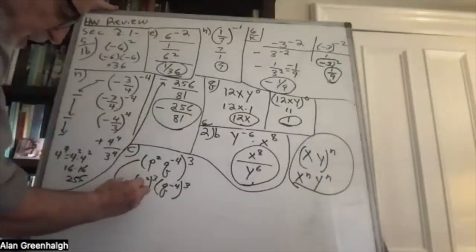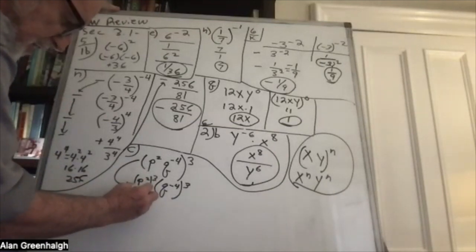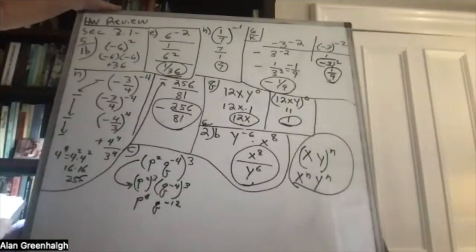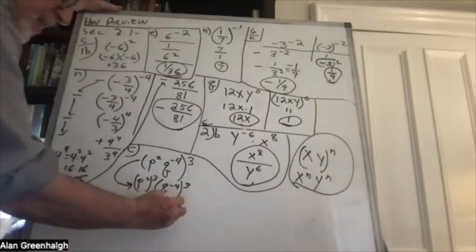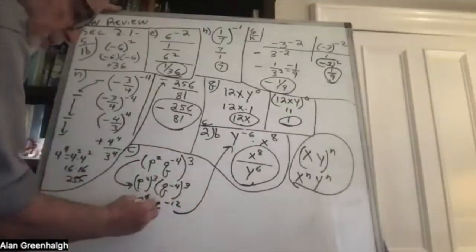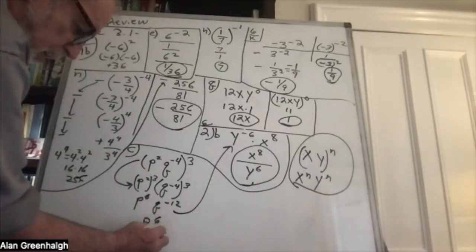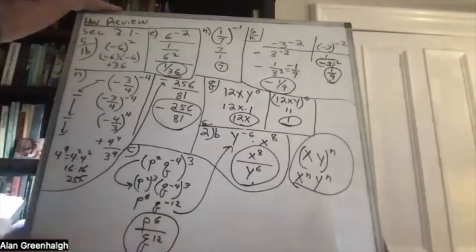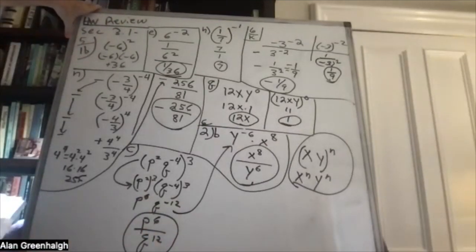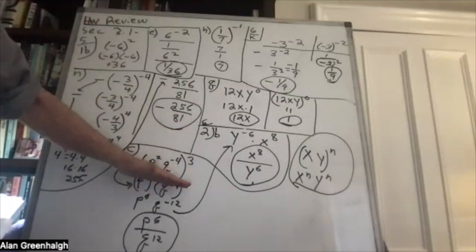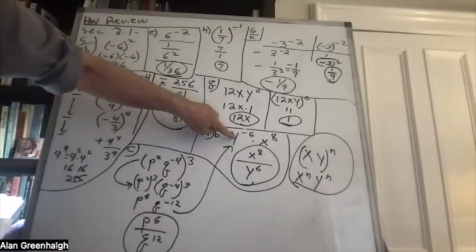Now we have to do this. This becomes p to the 6th. This becomes q to the -12. Okay, now this is the same exact problem as this, because this becomes p to the 6th divided by q to the 12th. Same, for the same exact reason. It's just in a different place, but otherwise this problem right here is the same exact problem as that.